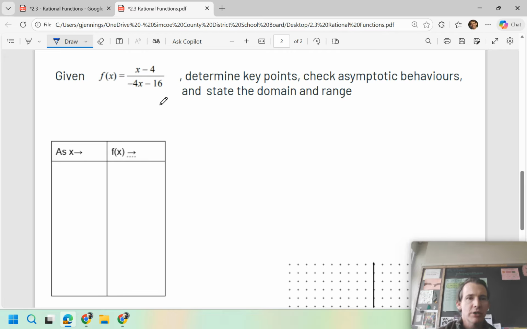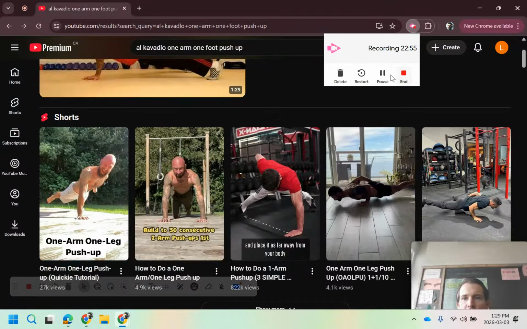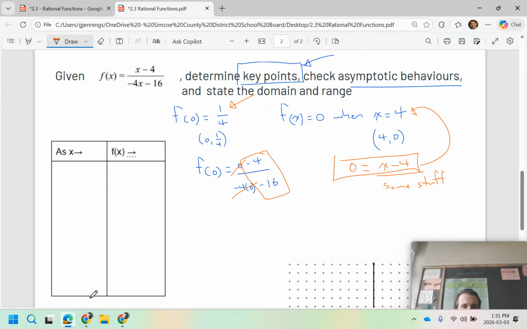All right. So here, key points. Check asymptotic behavior. So first, everyone go do key points. I'm going to pause the video. You're going to find the key points, then we're going to resume. Go. Okay, we found them. And we found them to be here and here. So if you have questions about that and you want to know how to find those efficiently and quickly, grab me after the lesson and I will talk you through it. Now let's find our asymptotes and check our asymptotic behaviors.